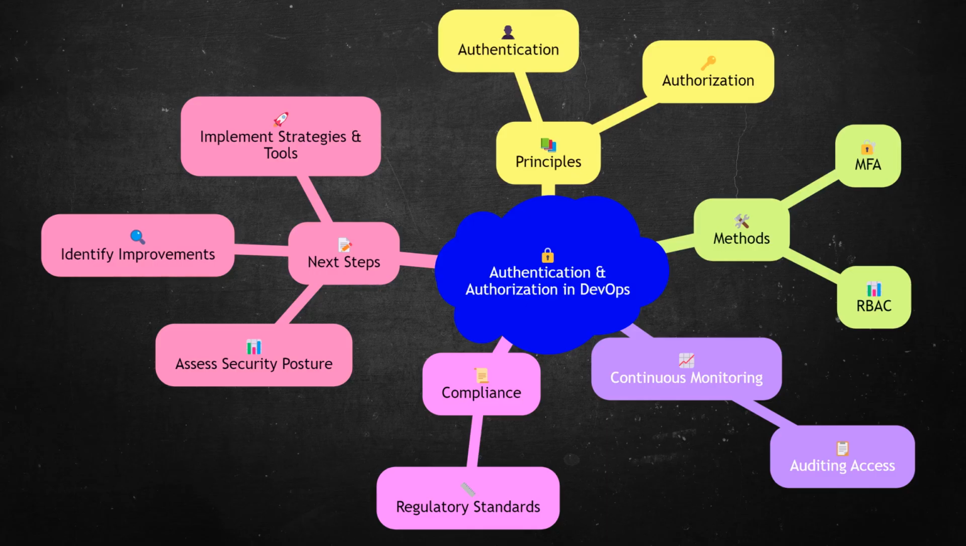In conclusion, designing and implementing authentication and authorization methods are critical components of a security and compliance plan in a DevOps environment. By understanding the principles of authentication and authorization, implementing robust methods such as MFA and RBAC, and continuously monitoring and auditing access, you can protect your systems and ensure compliance with regulatory standards.